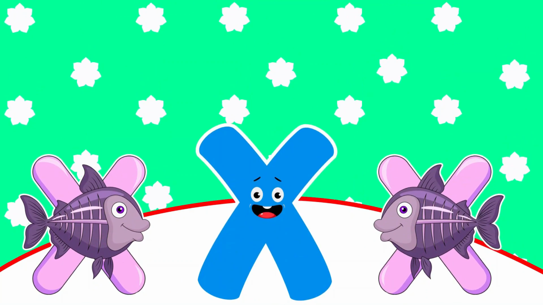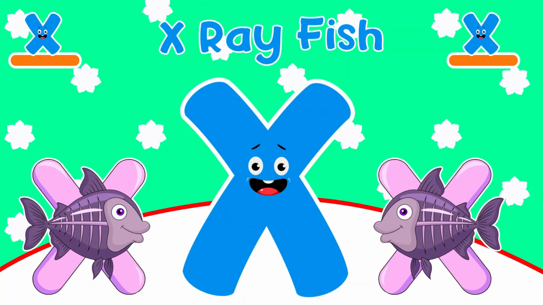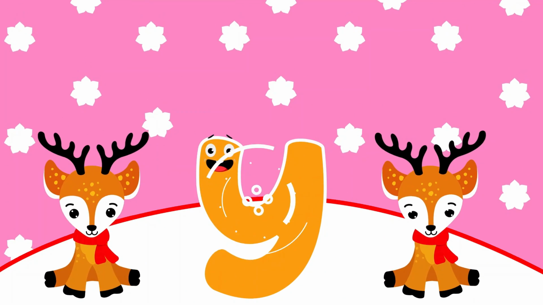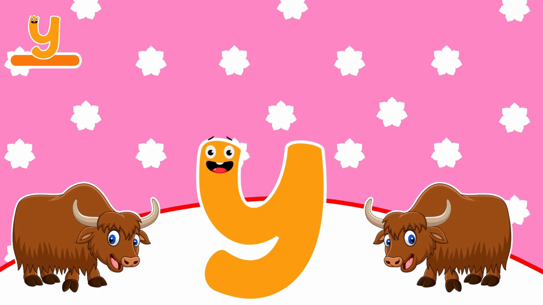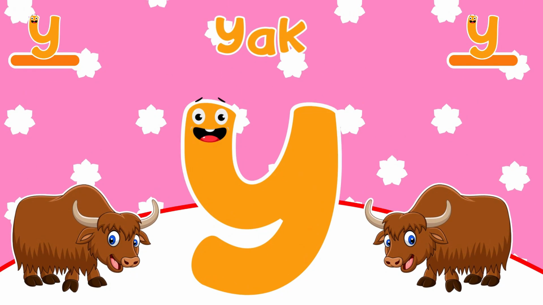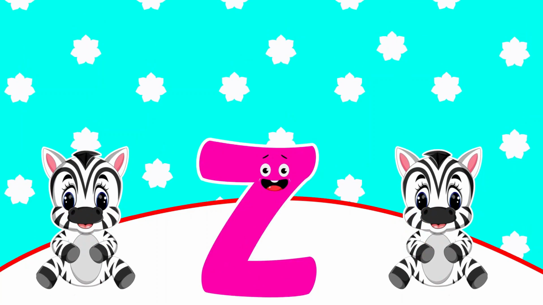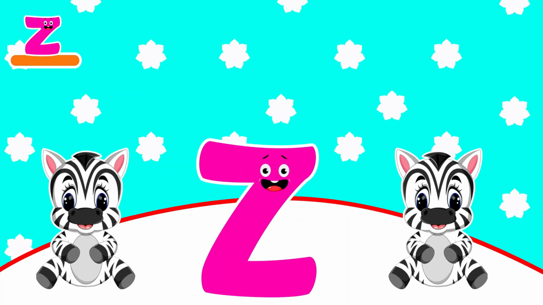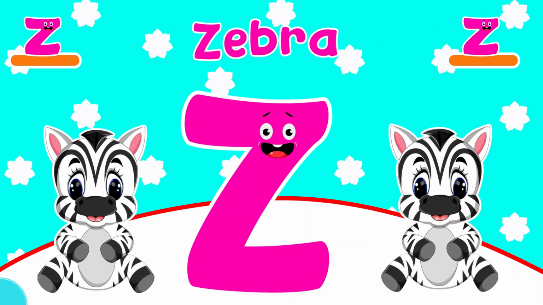X, x, x-ray fish. X, x-ray fish. Y is for yak. Y, yak, yak. Z is for zebra. Z, z, zebra. Z, zebra.